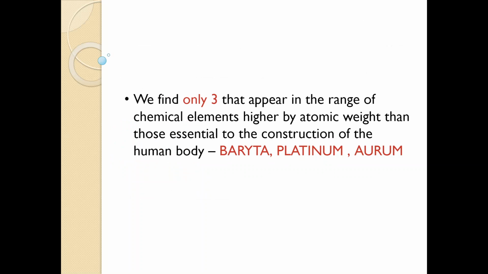We find only 3 that appear in the range of chemical elements higher by atomic weight than those essential to the construction of the human body. So which are these 3? They are baryta, platinum and aurum. These elements have a very high atomic weight. So this atomic weight is so much higher than the elements which are essential to the construction of the human body. So baryta, platinum, aurum are not found in the construction of the human body.